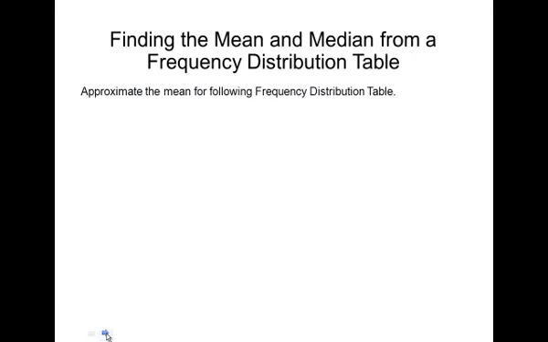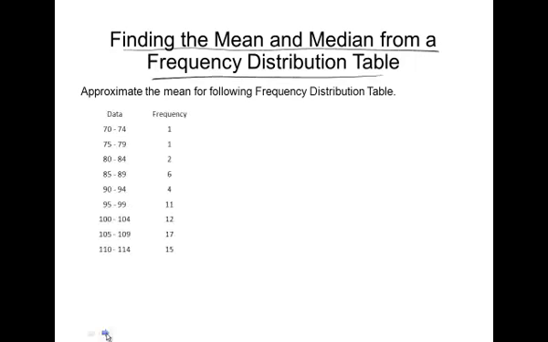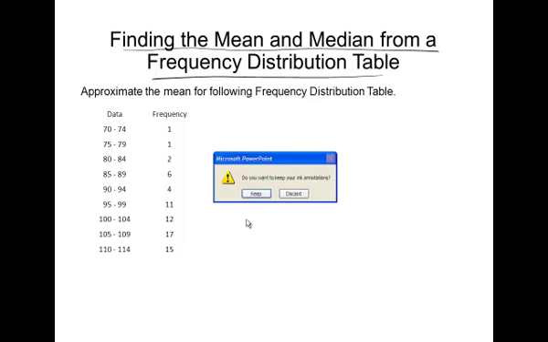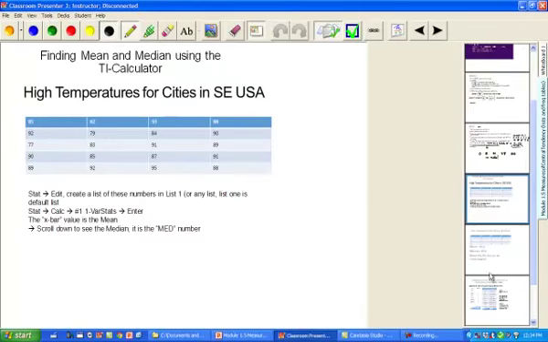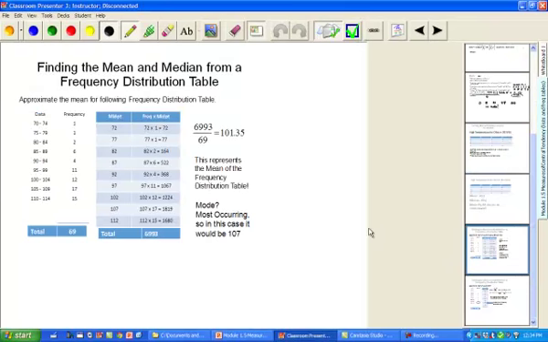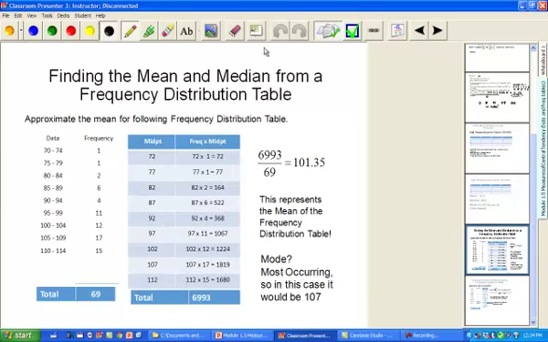Okay, so let's see if we can find the mean and median from a frequency distribution table, which we've studied before. So let me go back to the other program so we have a little bit more room to do this. Okay, so hopefully this is large enough that you can see this. If it's not, then I can do this. So here we have the data 70 to 74, 75 to 79.